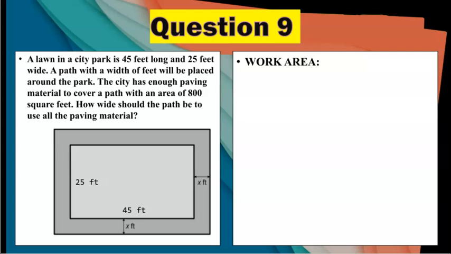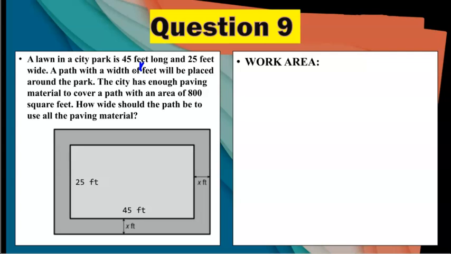Question 9. A lawn in a city park is 45 feet long and 25 feet wide. The path with a width of feet will be placed around the park. And this should say width of x feet, because we don't know how wide it is. The city has enough paving material to cover a path with an area of 800 square feet. How wide should the path be to use all the paving material?